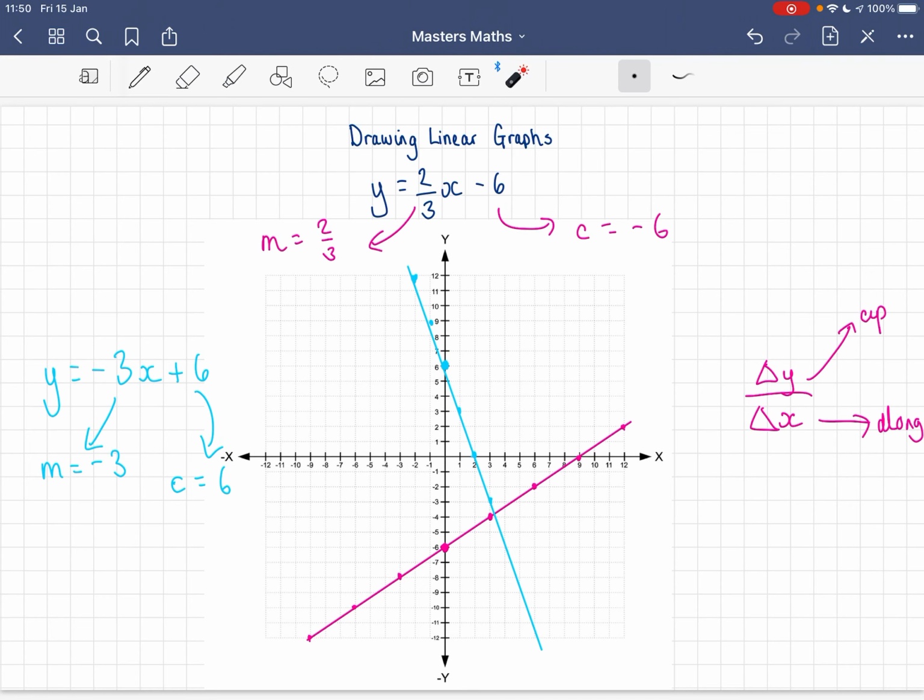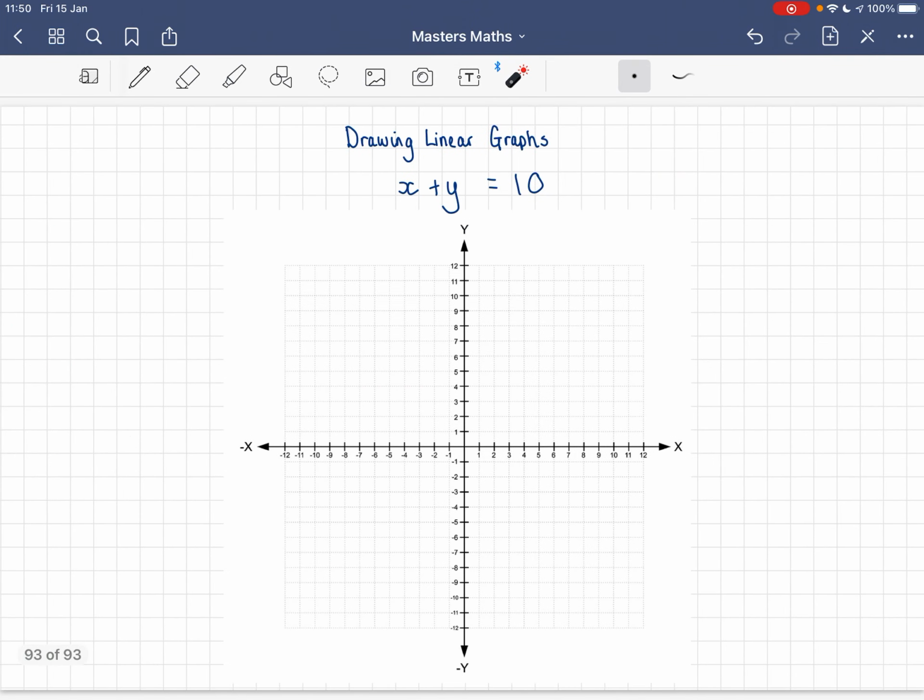Okay, we're nearly done. I've got one more question I want to show you. This one is when your graph isn't quite written in the form y equals mx plus c. Now, the obvious way is to rearrange it until it is in the form y equals mx plus c. So you could subtract the x over, and that would give you y equals 10 minus x. Your gradient would be -1, your y-intercept would be 10, and you could do it like that.